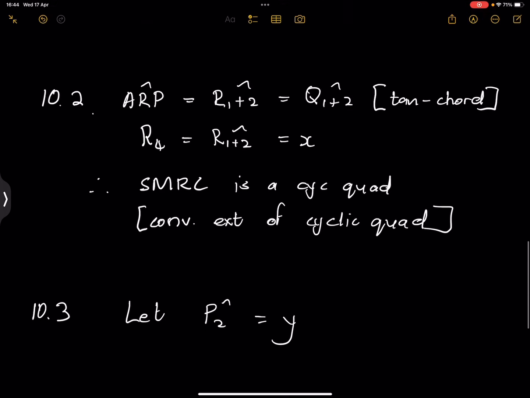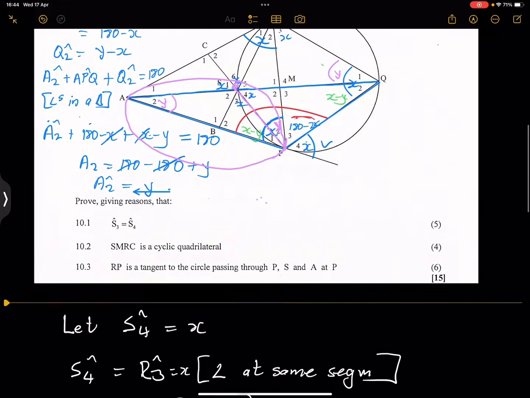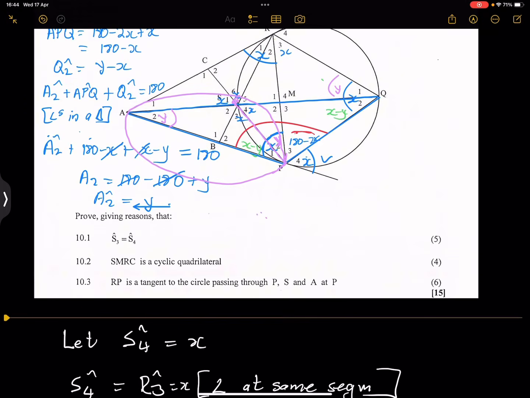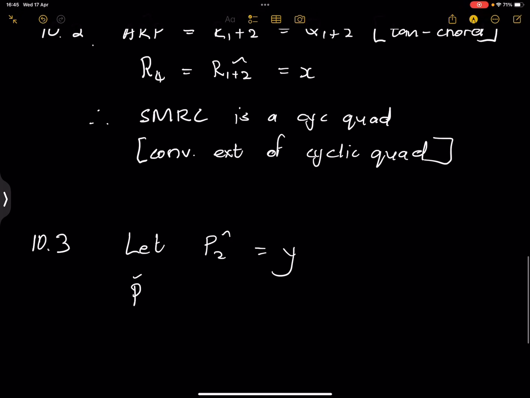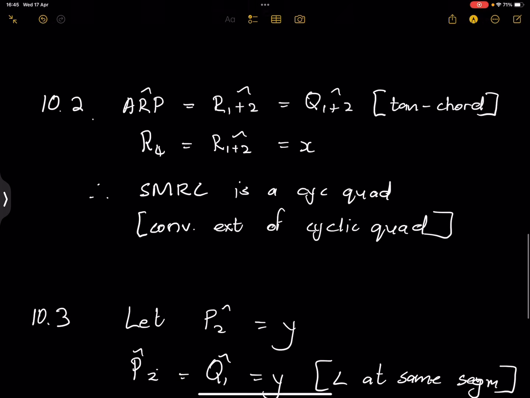And so what did that do? Okay, so what it did was to make angle Q1 equal to y. So P2 is equal to Q1, which is equal to y. These are angles at same segment. Okay? Angles at same segment.